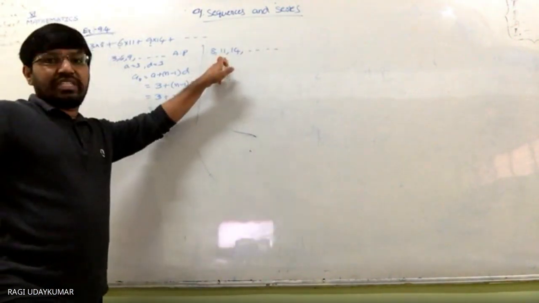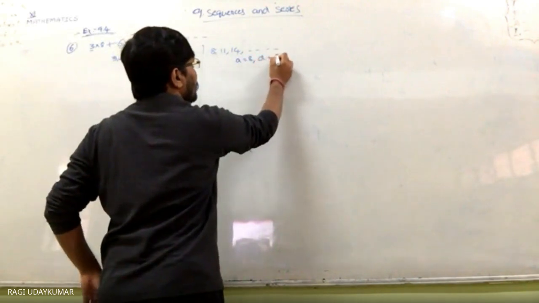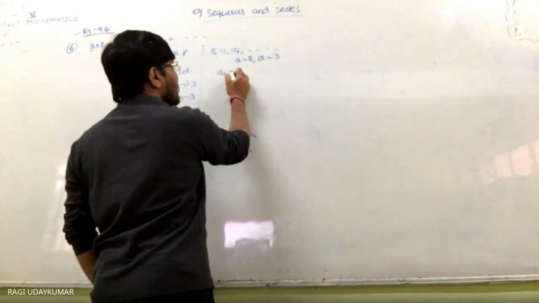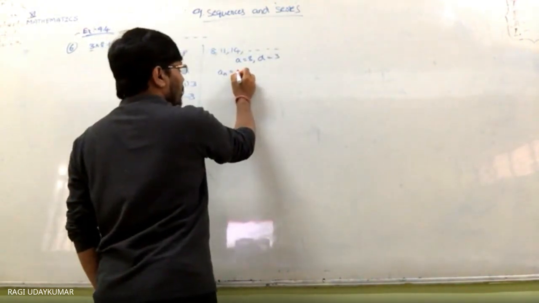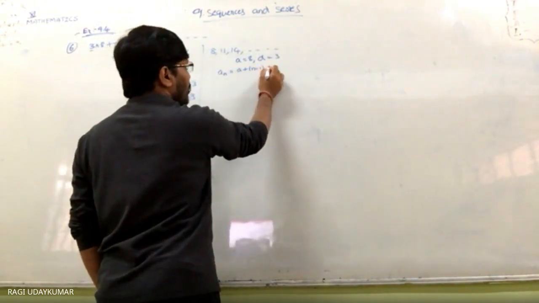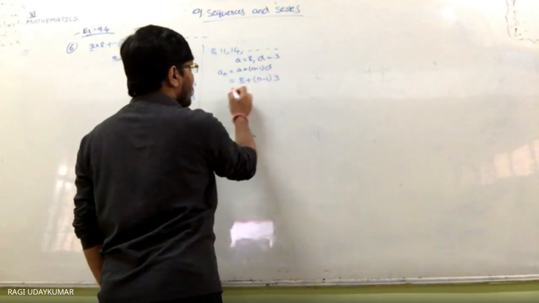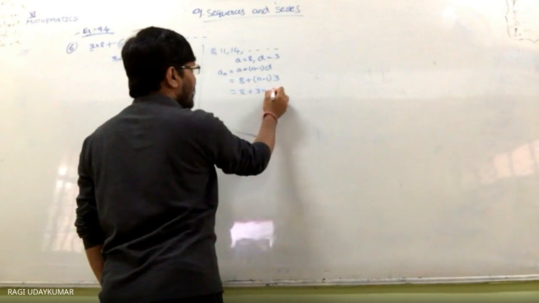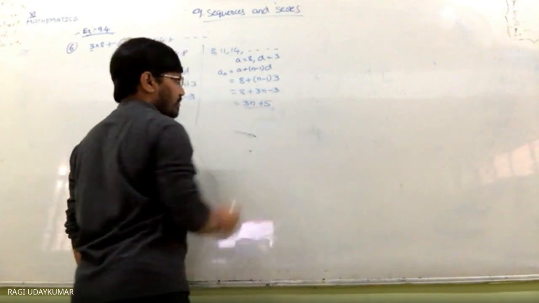Arithmetic progression: a is equal to 8, d is equal to 3. So the nth term an is a plus (n minus 1) into d. So a is 8, plus (n minus 1) into d, where d is 3. So 8 plus 3n minus 3, which is equal to 3n plus 5.